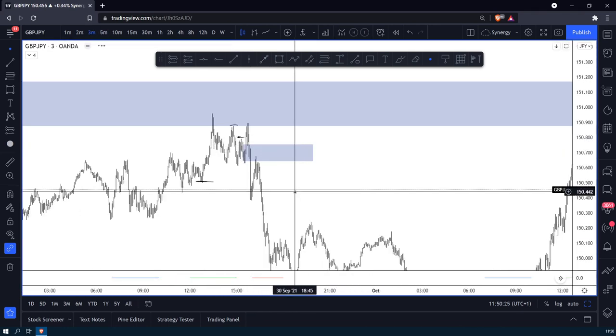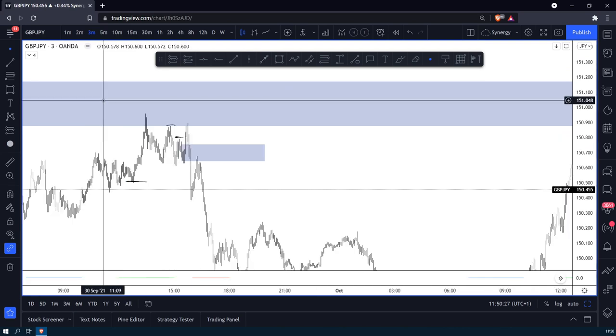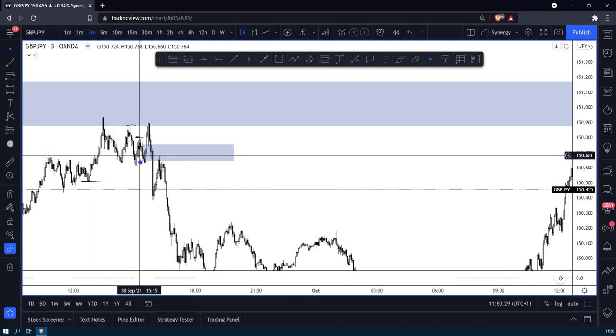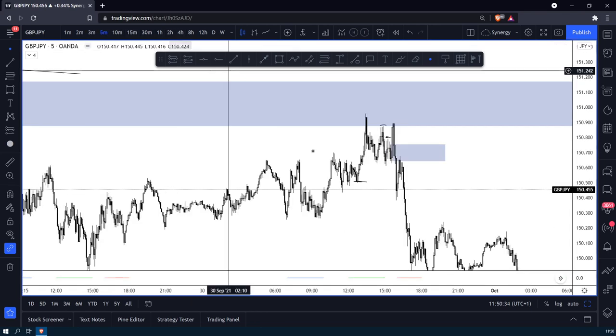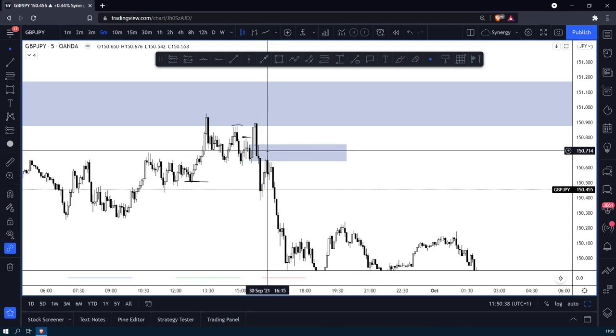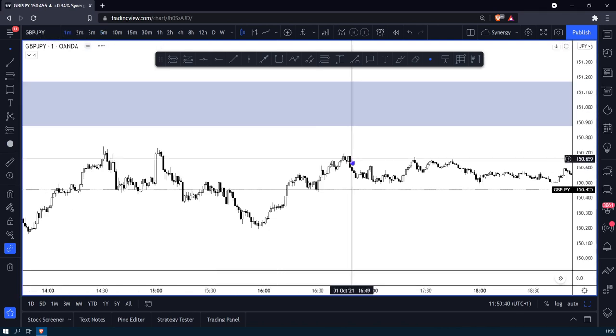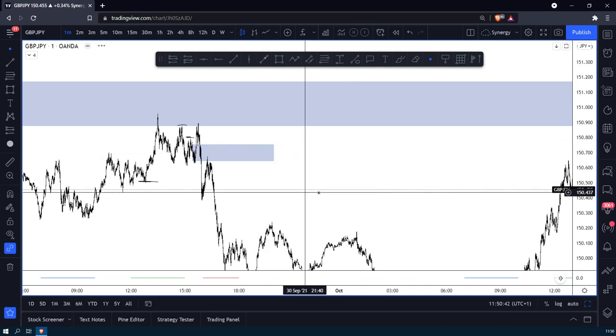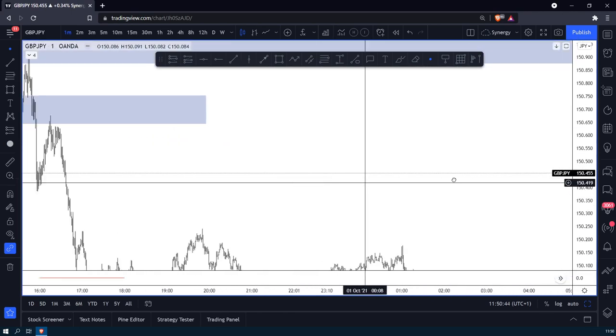Now, if you really wanted to, you could refine it a little bit, or you could wait for another fractal confirmation. So we've gone from the 4 hour to the 5 minute, and then now we can look for, once we get into this area, let's look for a 1 minute, okay? So let's have a look in here.